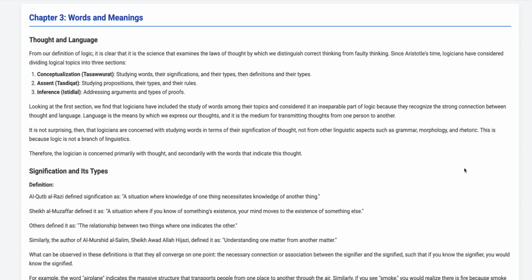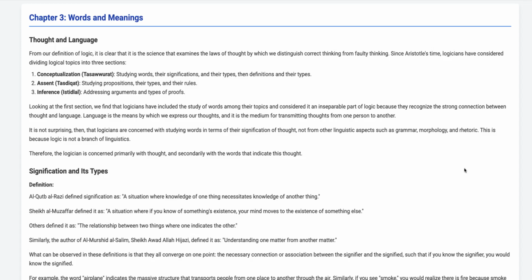But if we think about really what are the ingredients of logic, it's language and thought. This relationship between the two is integral. And from the definitions that we shared, it is clear that this is the science that examines the laws of thought, like grammar to speech, I've said it so many times, by which we distinguish correct thinking from faulty thinking.